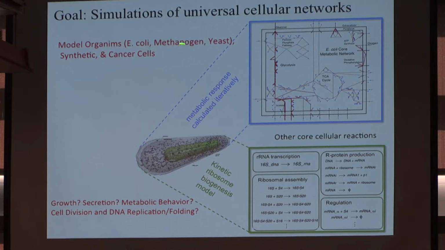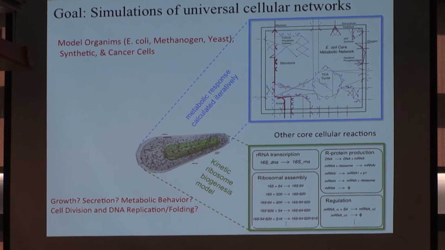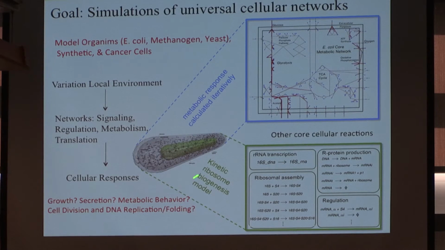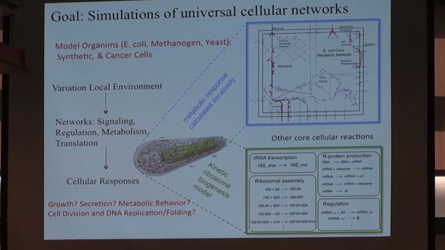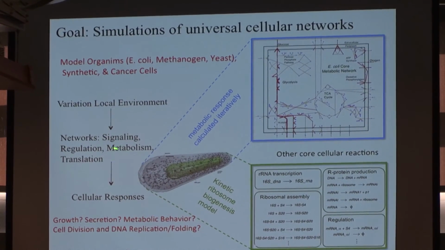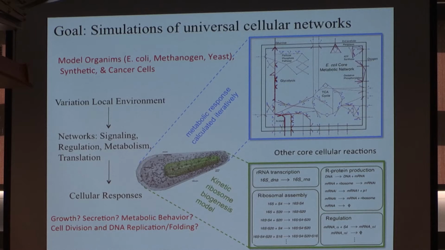And with that, we should be able to handle E. coli. We're also looking at yeast at the moment, methanogens, and some of the colony simulations lend themselves very easily to look at cancer cells surrounded by healthy cells. What we're after is being able to have our systems respond to the local microenvironment and look at how the cell responds in terms of its signaling, regulation, and translation. And these are the types of things that you have to measure.